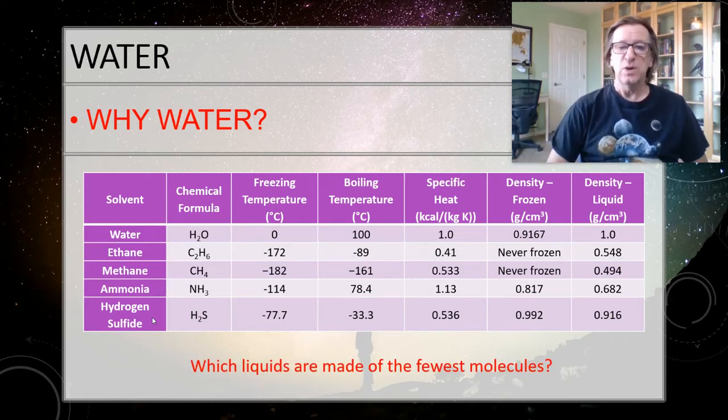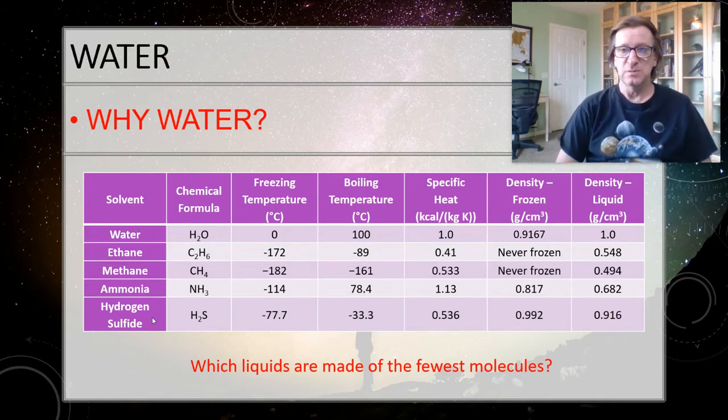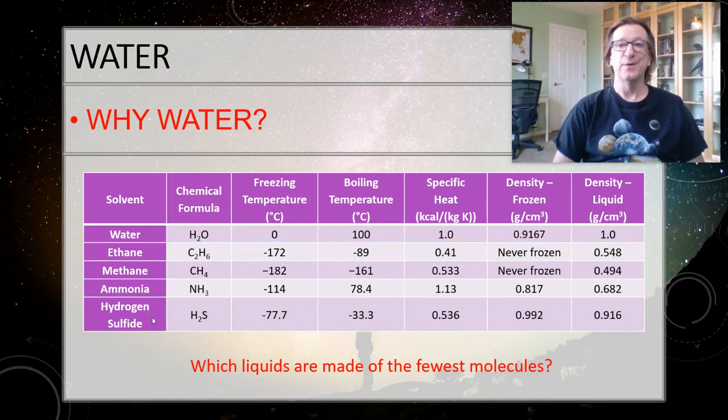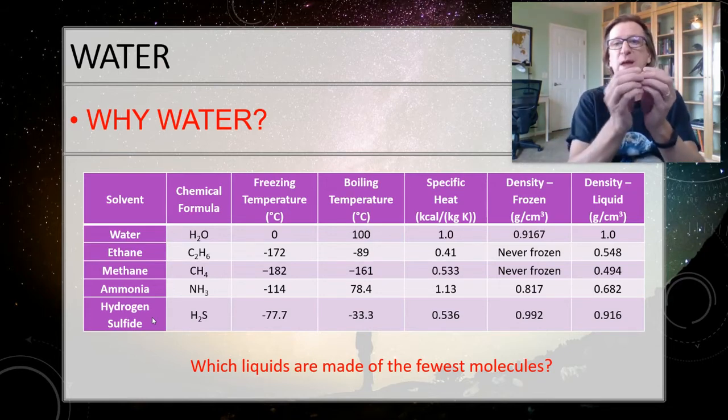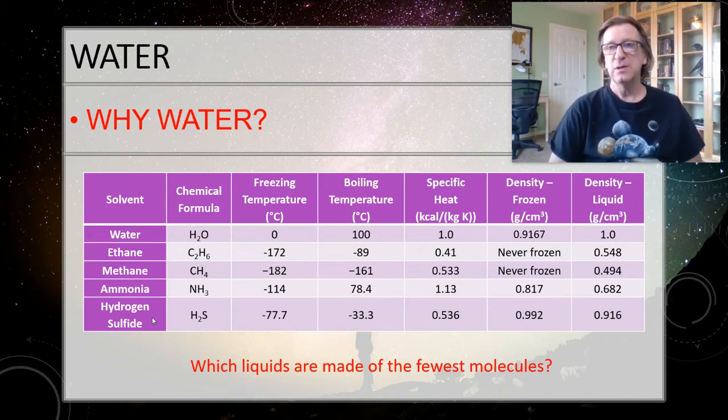So which of these liquids are made from the fewest molecules? The fewest number of molecules, because the more molecules you need to assemble, the harder it's going to be for these things to just kind of randomly come together initially. So pause the video, take a look, give me the top 2 that have the least number of molecules. Pause the video, figure that out.